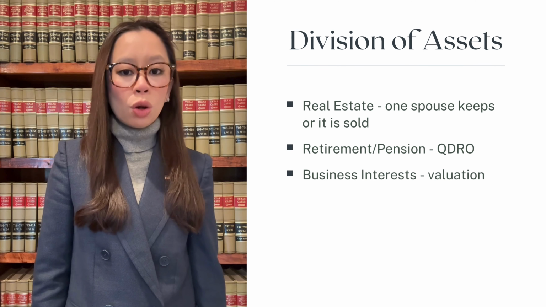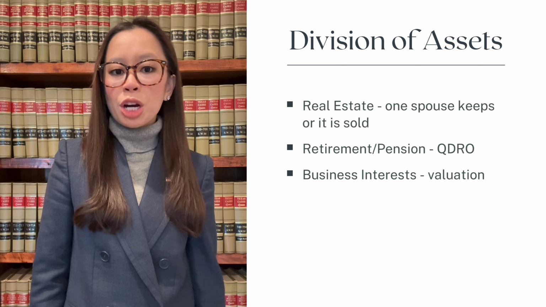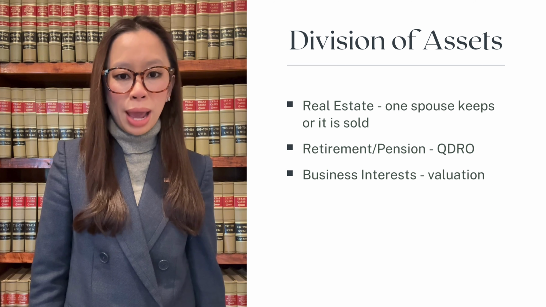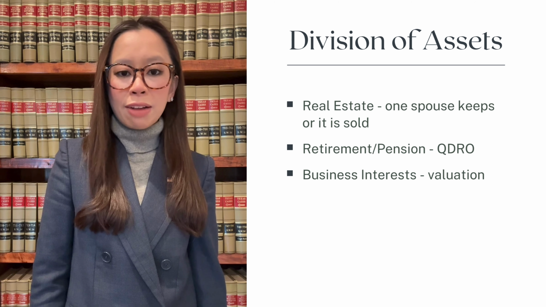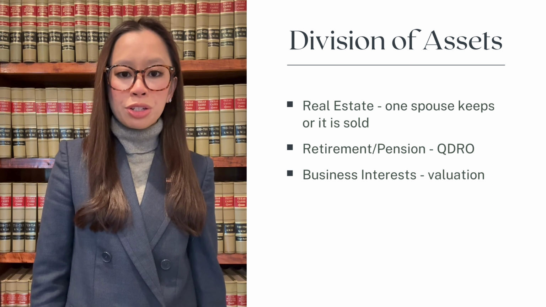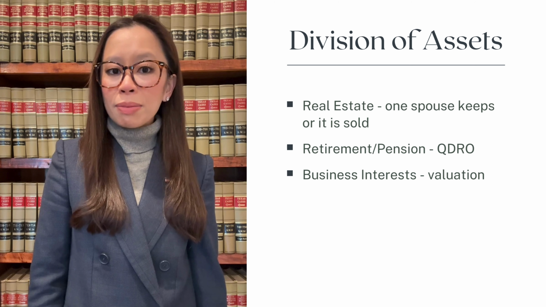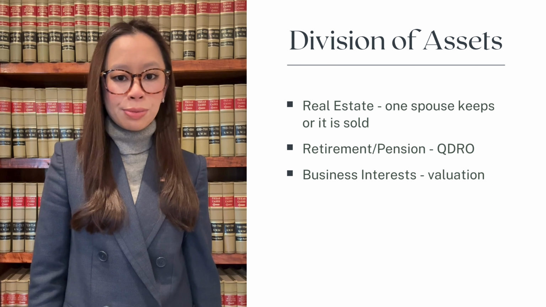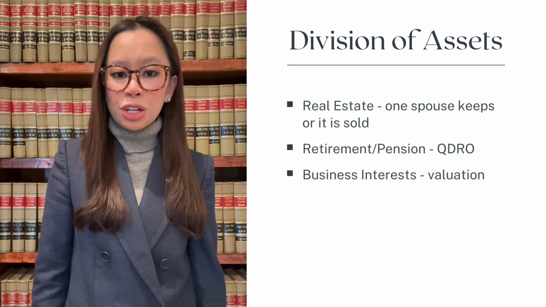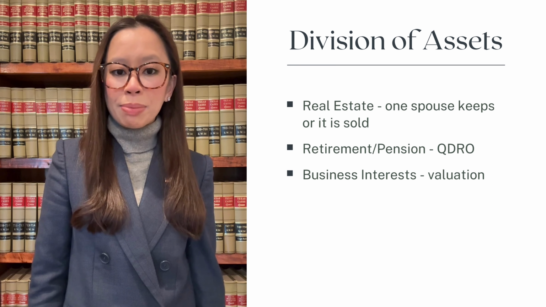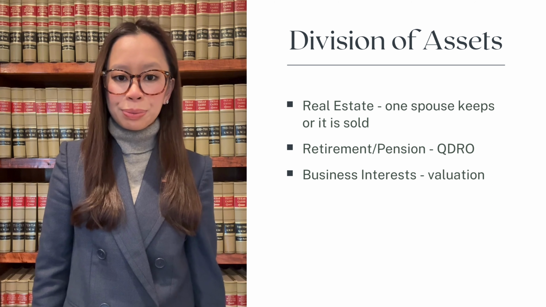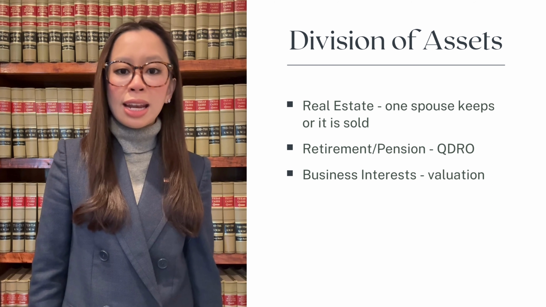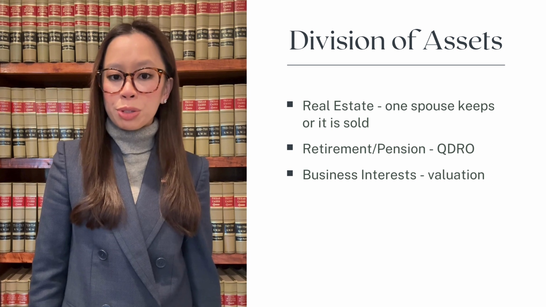Division of assets. The court looks at a variety of factors when determining how to divide property in a fair way. These factors include things like financial and non-financial contributions of each spouse, the length of the marriage, and each spouse's ability to support themselves post-divorce. The court's goal is to create a division that gives each spouse what they need to maintain a reasonable standard of living. Here are a few types of assets and how they are generally handled in divorce proceedings.